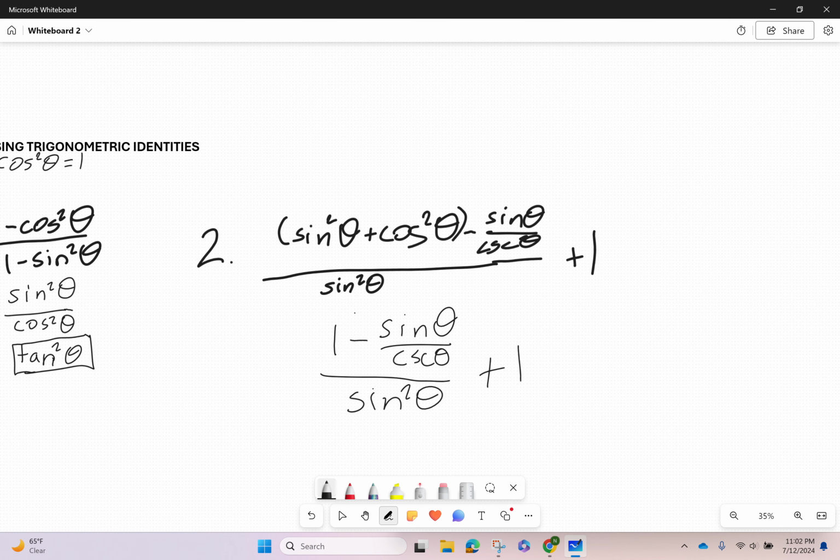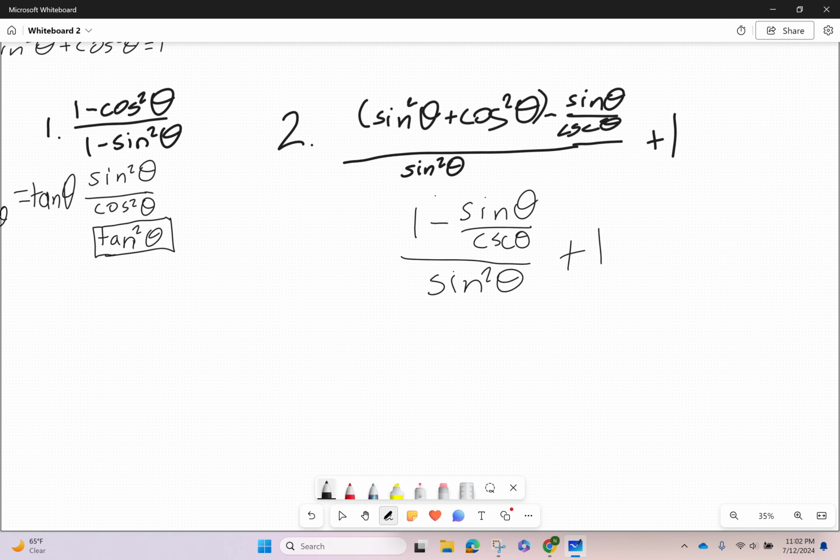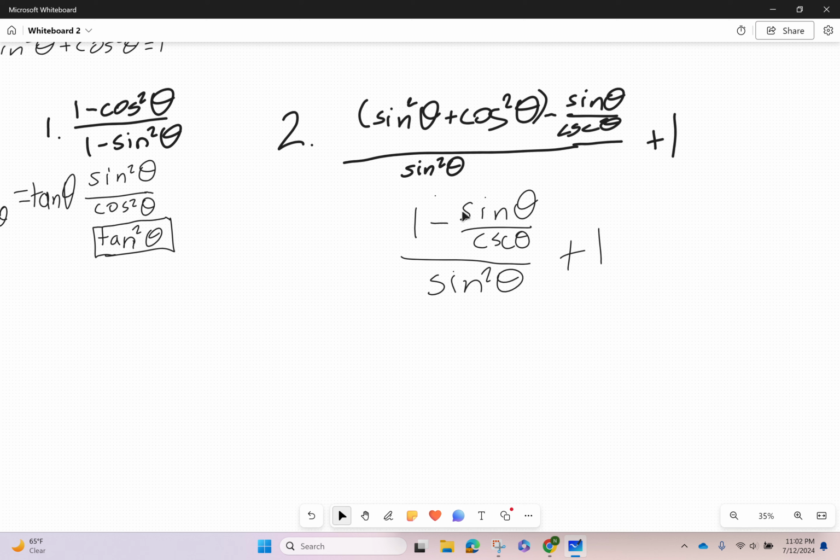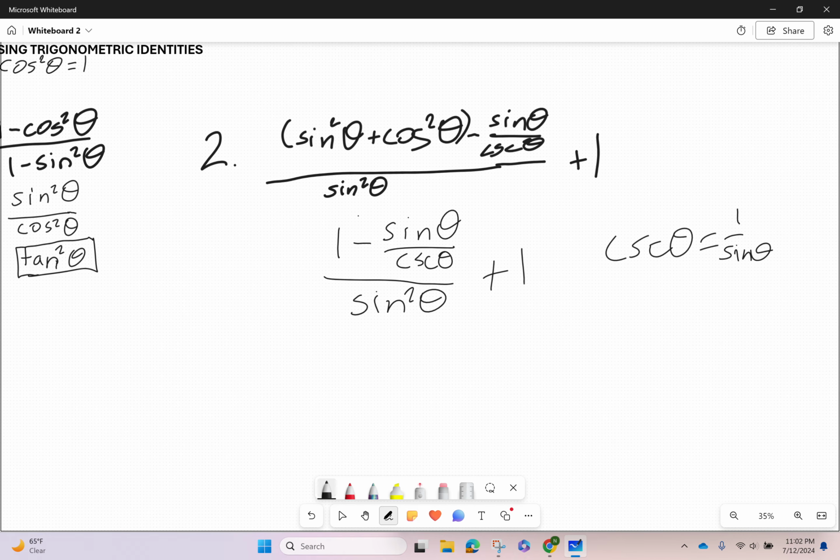Now, I still want to go at this numerator. So what I'm going to do next is something that I've always found to be very useful, trying to get all of our terms similar. And usually I'll go towards either sine or cosine. Now here, looking at it, we already have sine up here. So I want to be able to turn this cosecant into something with our sine. And cosecant is actually equal to the reciprocal of sine. So cosecant is equal to 1 over sine theta, or the reciprocal of sine. So I'm going to substitute that into our equation.